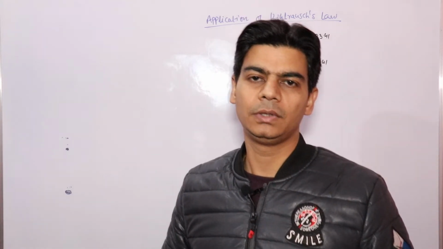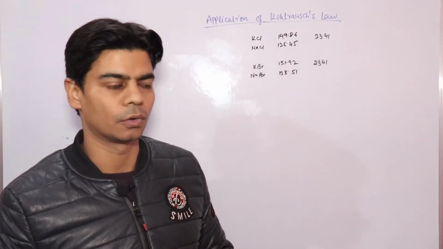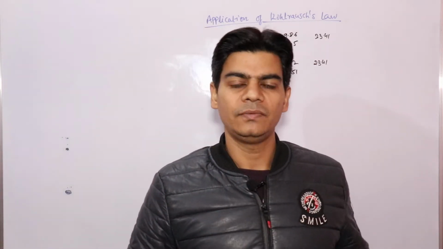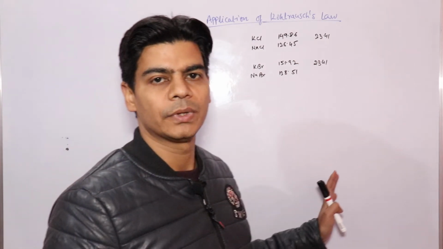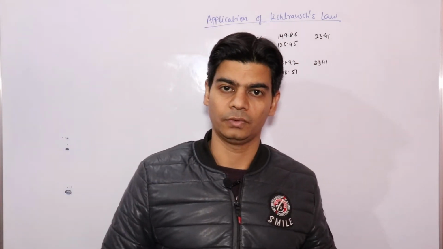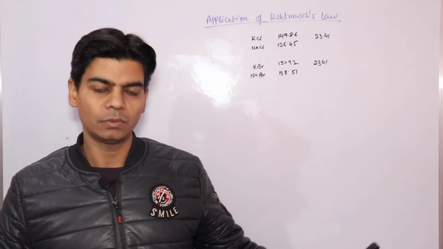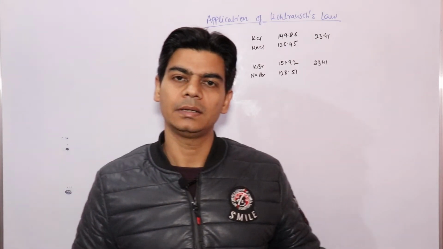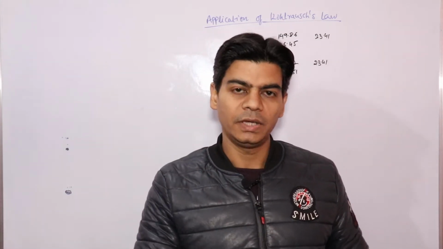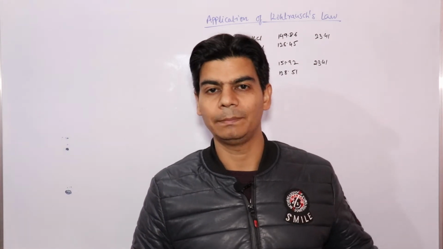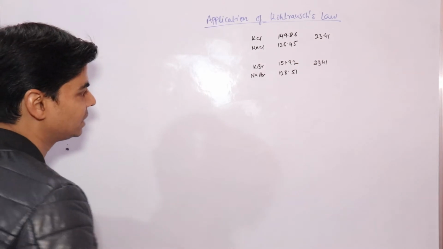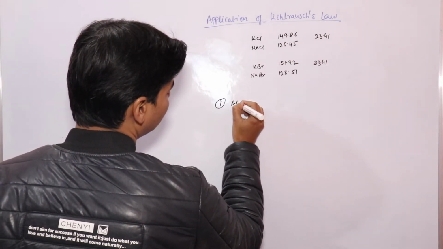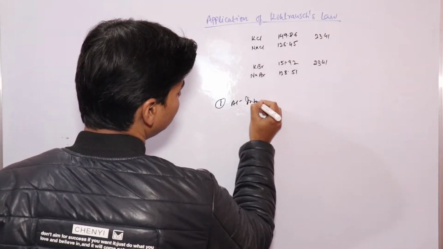In this video lecture, we will go through applications of Kohlrausch's law. In the previous video lecture, when we understood how molar conductance varies with concentration of electrolytes, we found that at infinite dilution, for a weak electrolyte, we took the example of acetic acid. There were two things with acetic acid at infinite dilution.